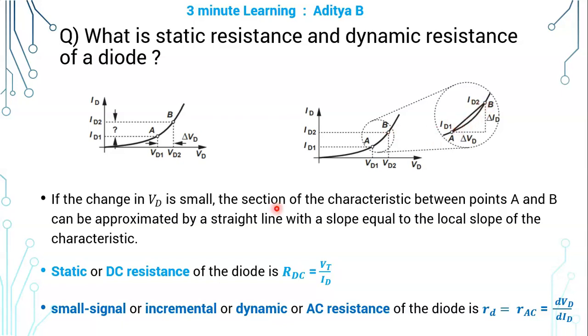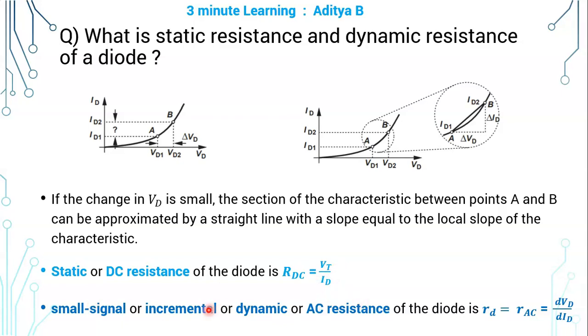Coming to the formulas and other names, static resistance is also called the DC resistance of the diode, and it is calculated only at one point, say only at point A or only at point B or only at some other point C at which the diode is operating at that instant. It is given by VT by ID. VT is the volt-equivalent of temperature, and ID is the current flowing through the diode.